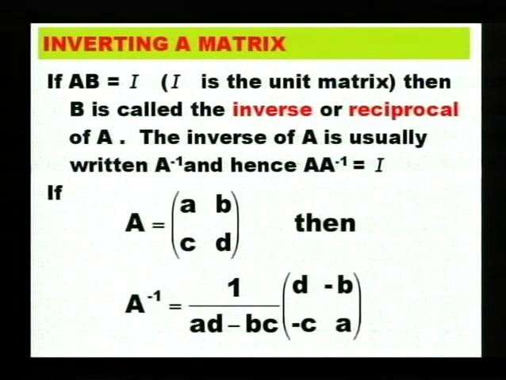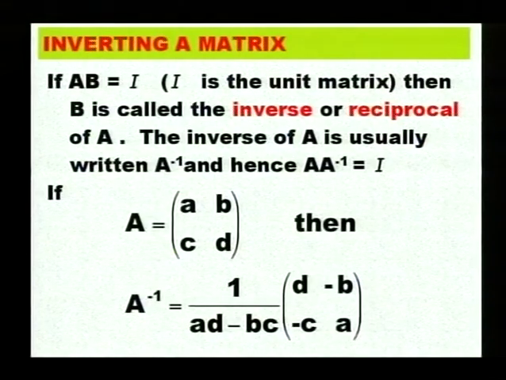You all know that A multiplied by the inverse of A is usually 1, and it should give us a unit matrix. So A multiplied by the reciprocal of A will give I, which is the unit matrix.